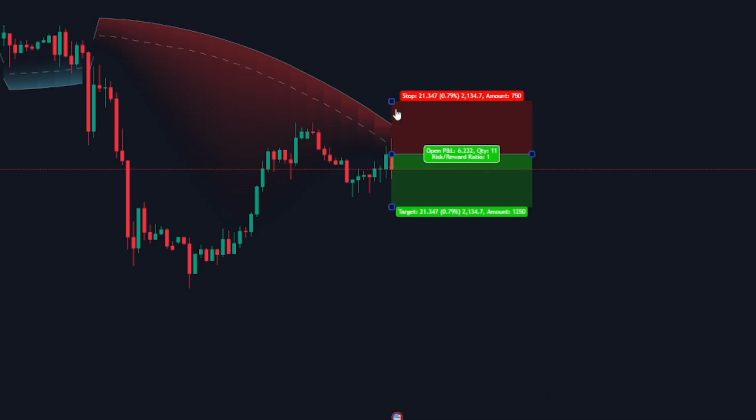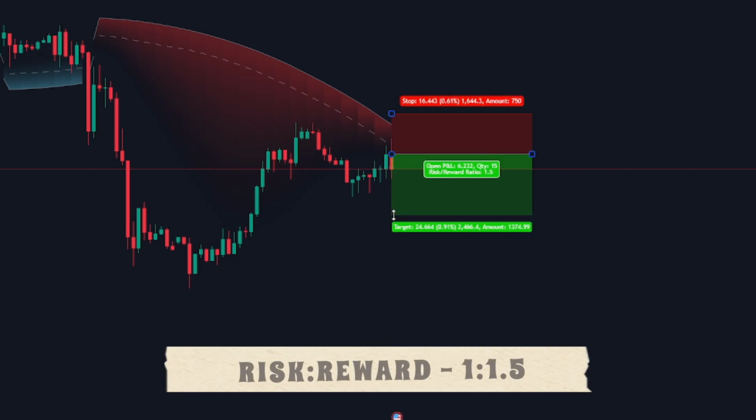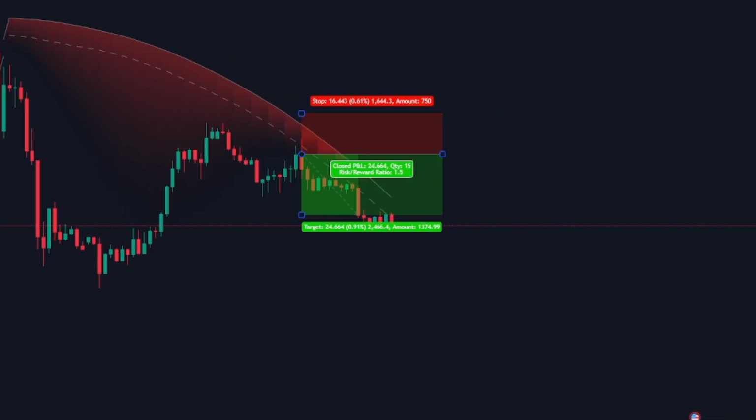Once you have confirmation, take a short position, set your stop loss just above the trend cloud, and aim for a 1.15 risk-reward ratio for your take profit. The result? Another profitable setup.